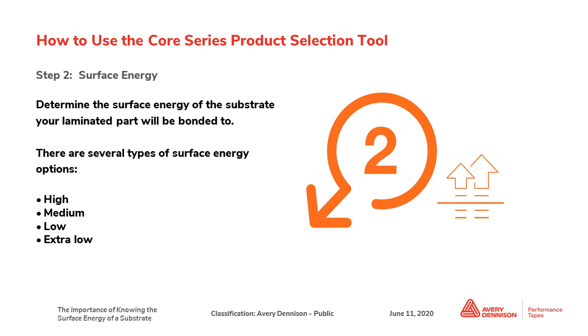Okay, if you have that product selection tool out, it's helpful to have it out in front of you as you're listening along. You've worked your way through the document, and now we're on step two. And we're really primarily focused on surface energy when it comes to substrate. You really need to know what type of substrate you're bonding to in order to define what type of surface energy you're working with, to make sure the adhesive you're selecting will work for the application. The way we've divided the core series up in terms of surface energy is pretty simple: high, medium, low, and extra low. And we'll define what that means here in a second.